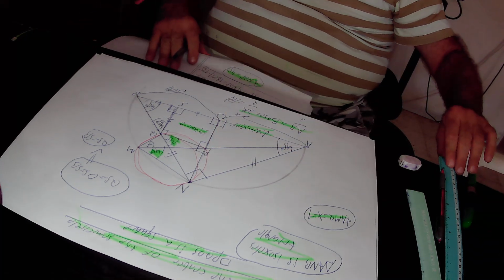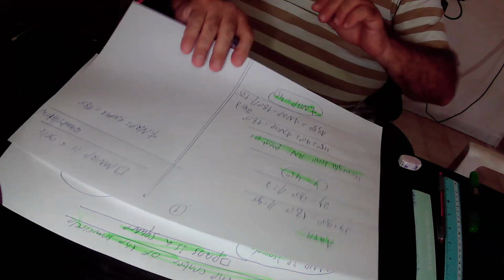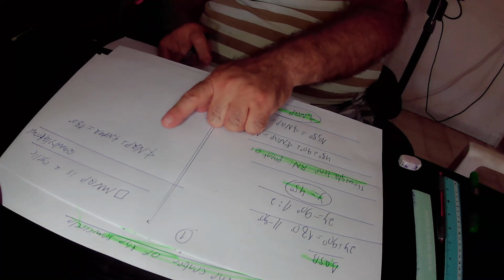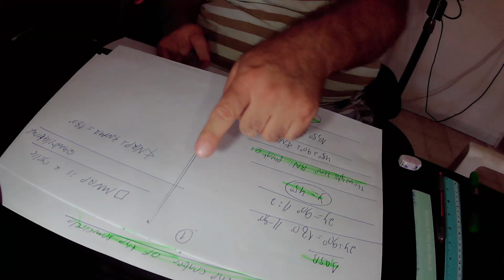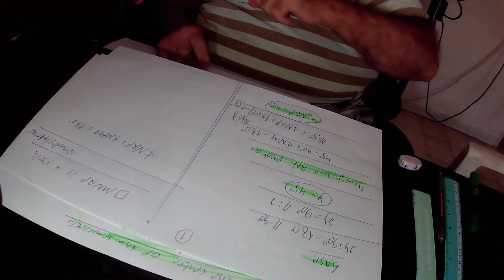Let me repeat again. In quadrilateral NMQP, the sum of the two opposite angles must be equal to 180 degrees because quadrilateral NMQP is a cyclic quadrilateral.